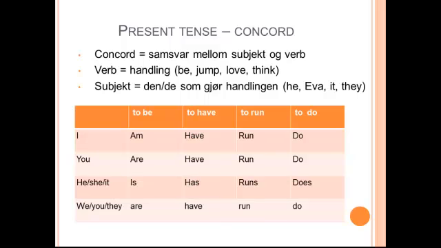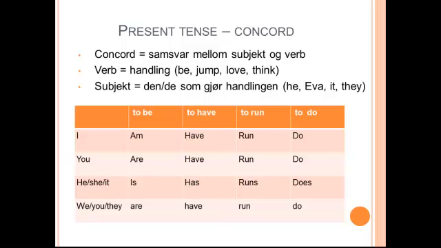Now, in order to make sure you have the right form of the verb, you need to know what a verb is, and you need to be able to find it in a sentence. The verb is the action. Verbs are doing words like be, jump, love, or think. You may know this already, and you may already be able to find the verb quite easily, but the subject might be a bit more difficult.